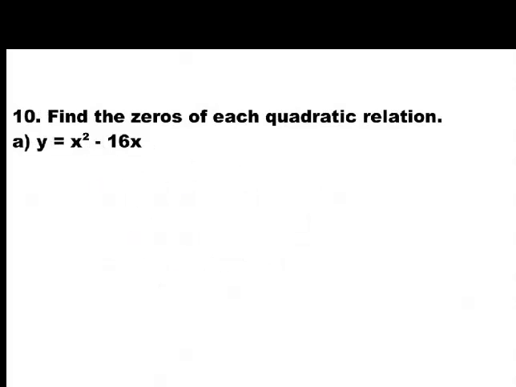The next part of the question says find the zeros of each quadratic relation. y equals x squared minus 16x. To find the zeros, you have to substitute y equal to 0. So I have to solve this equation.